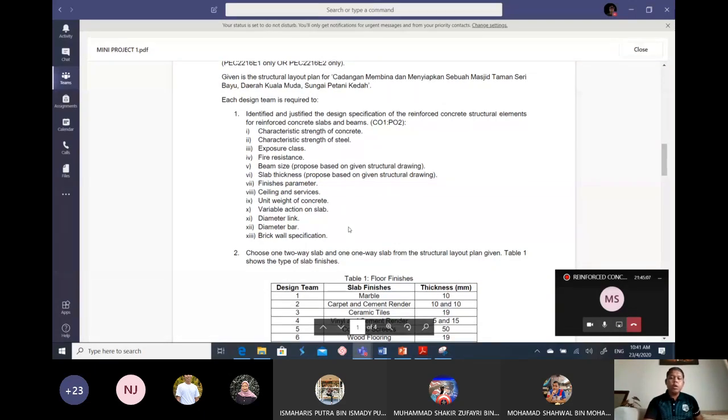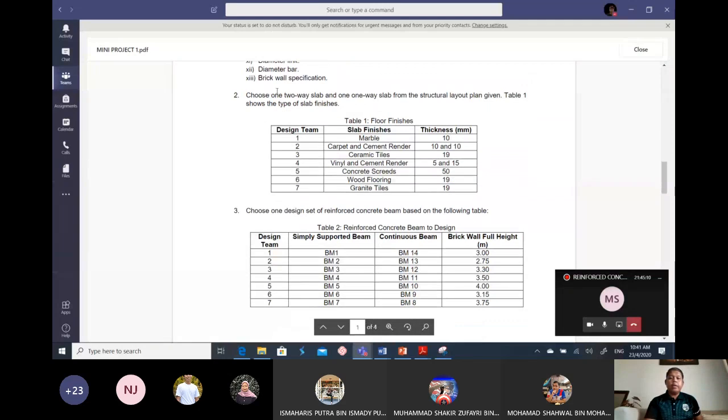Okay, and then choose one two-way slab and one-way slab from the structure layout plan given. Table 1 shows the types of the slab finishes. On the slab selection, you boleh pilih mana-mana slab daripada structure layout plan yang attached in the question.